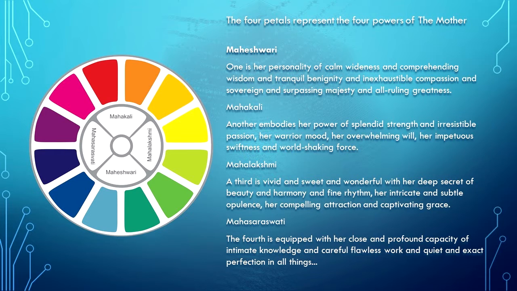So this is the text which explains the 4 petals. One is her personality of calm wideness and comprehending wisdom and tranquil benignity and inexhaustible compassion and sovereign and surpassing majesty and all-ruling greatness. This is Maheshwari. She is located in the south. Mahakali is opposite.